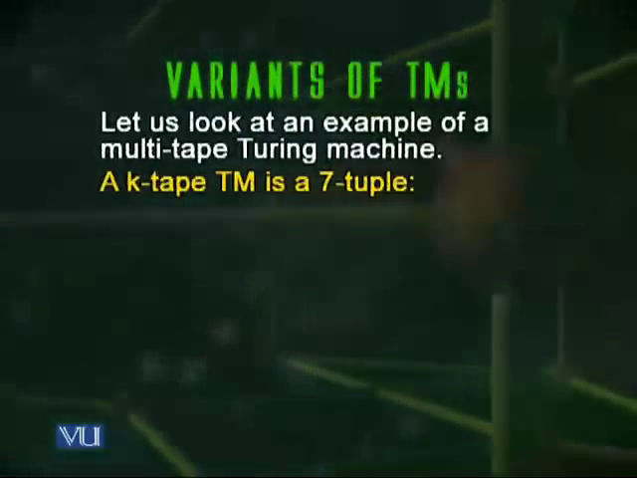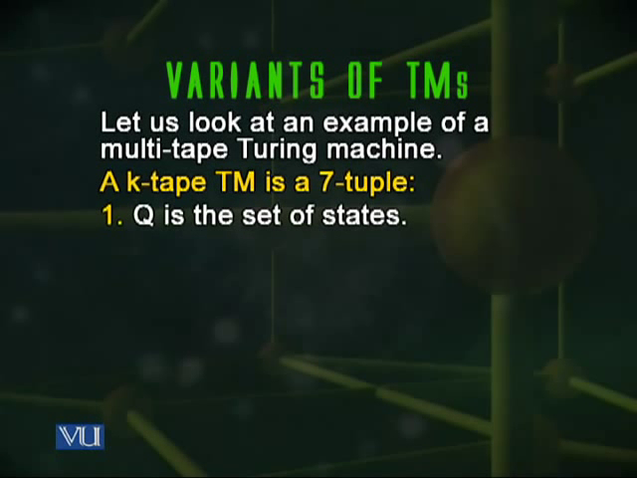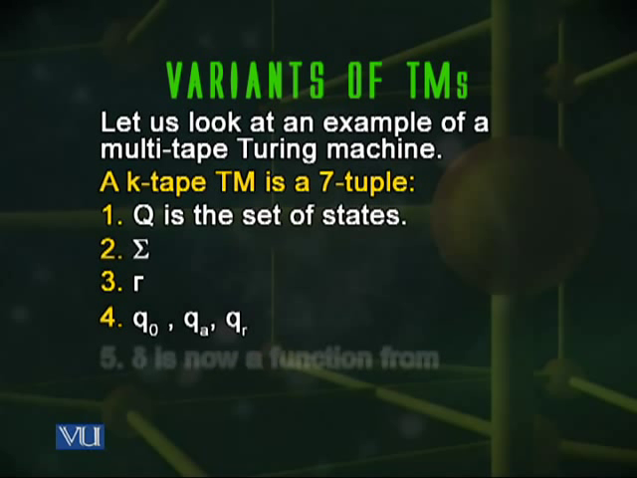Let's formally define a K-tape Turing machine. What is a K-tape Turing machine? Well, a K-tape Turing machine formally is going to be once again a 7-tuple. The first component of this Turing machine is going to be Q, the set of states. The second thing is going to be the input alphabet, which we will once again denote with sigma. The work alphabet, which is gamma. Q0 is going to be the start state. QA is going to be the accept state. And QR is going to be the reject state.